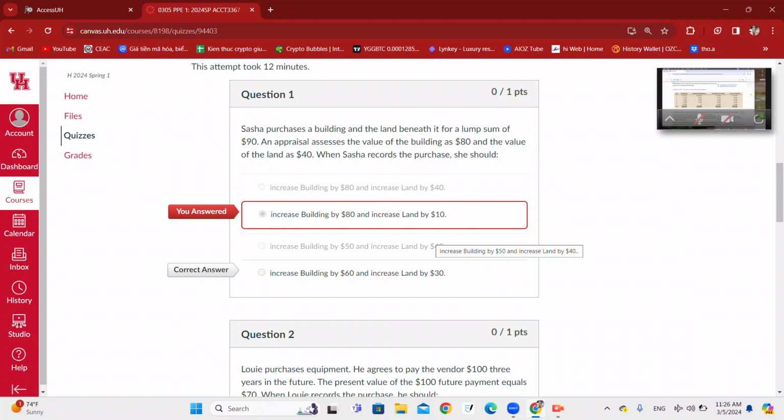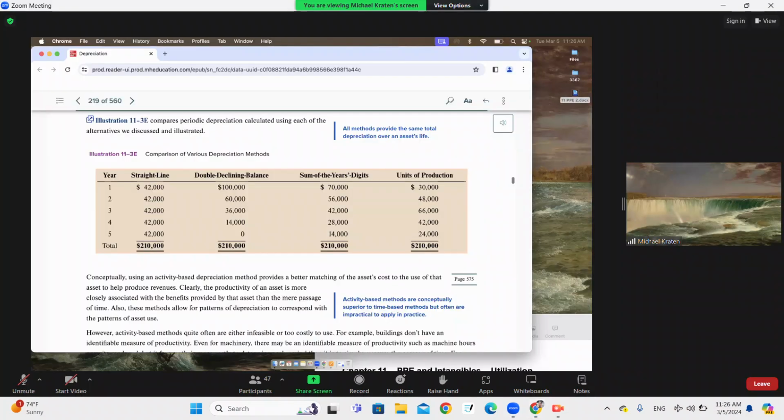Okay, that concludes what I think of as the core of this chapter. It's understanding that depreciation is doing the same thing in total, regardless of the method that you use, but also understanding that there are different methods to use, and the method that you select should reflect the nature of the asset that is being depreciated and how it naturally loses value over time.